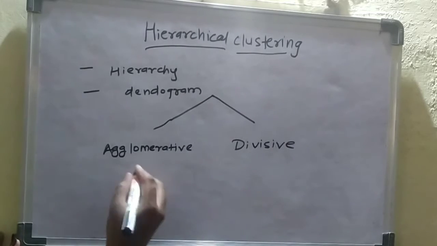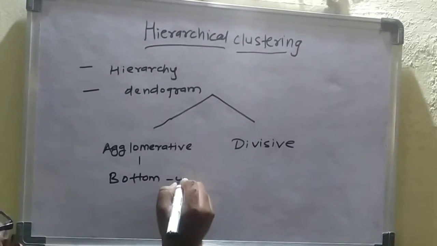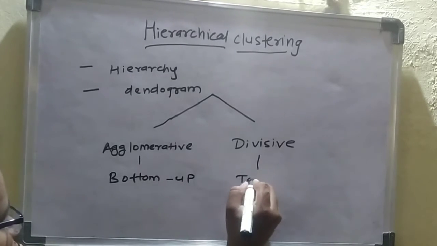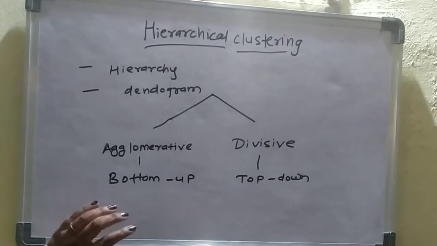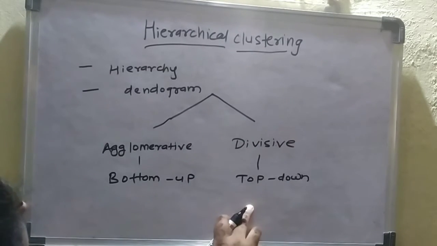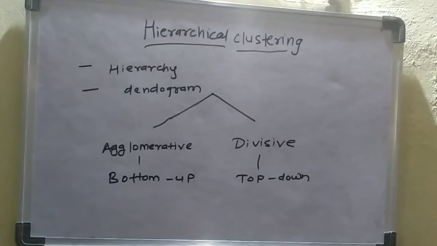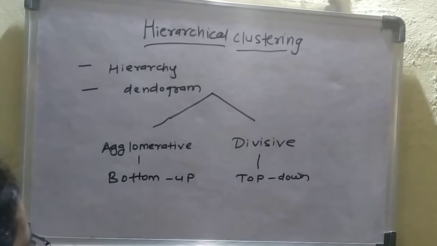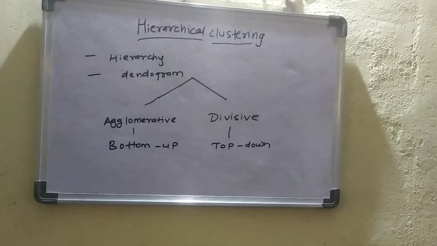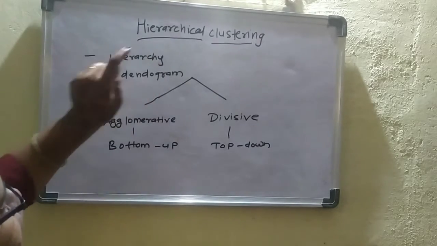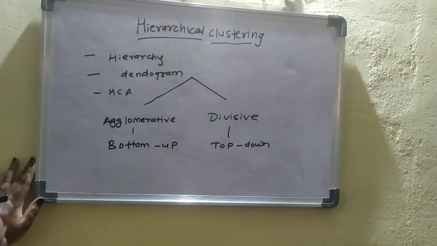In these two clusterings, the agglomerative follows the bottom-up approach, whereas the divisive follows the top-to-down approach. Meaning here the data points are categorized from bottom to up, whereas in divisive the data points are divided from top to bottom. So these are the basic two things that come under the category of agglomerative and divisive types of clustering. Hierarchical clustering is also called HCA, or hierarchical clustering algorithm.